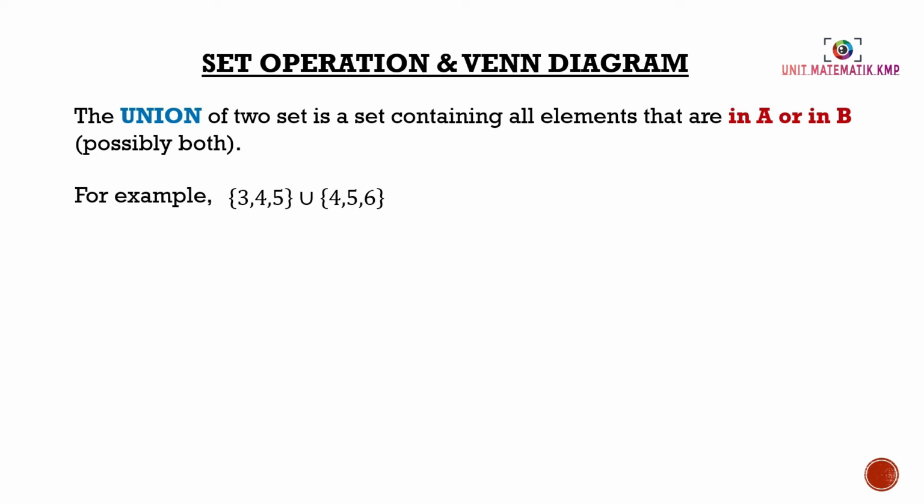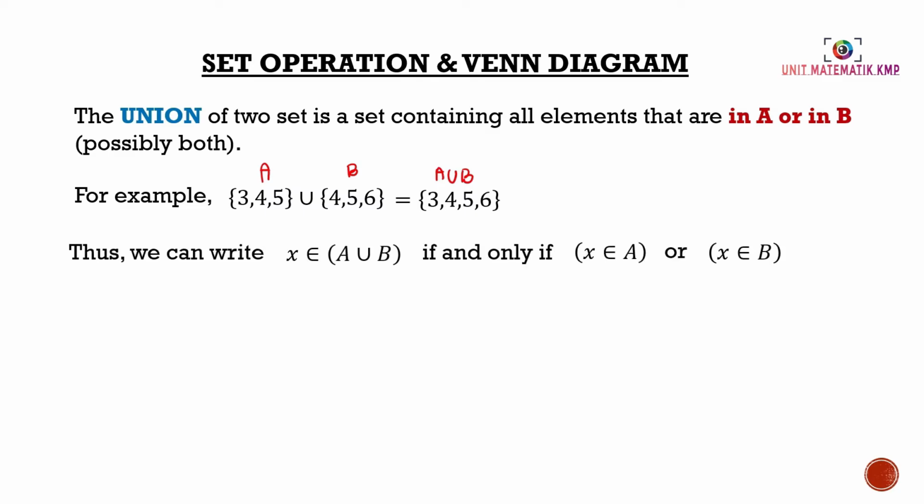For example, {3, 4, 5} union with {4, 5, 6}. {3, 4, 5} is from set A and {4, 5, 6} is from set B. So to get the union, we list down all the elements inside A and B. So we will get 3, 4, 5 and 6. This is A union B. Thus, we can write x is an element of A union B if and only if x is an element of A or x is an element of B.